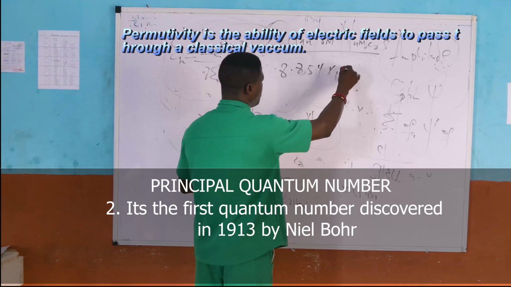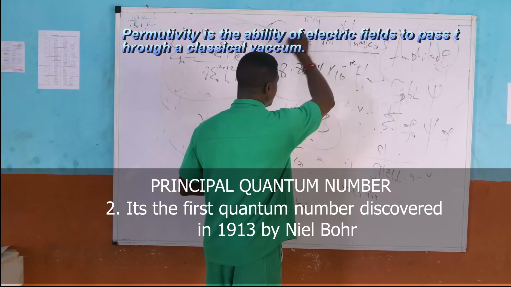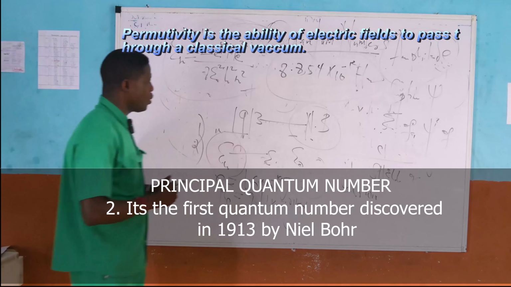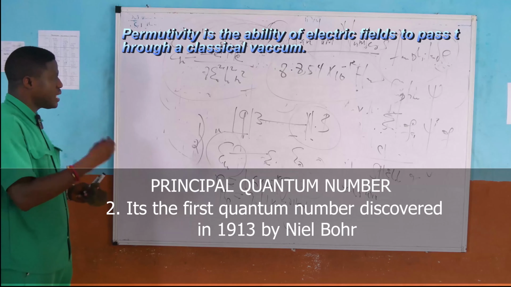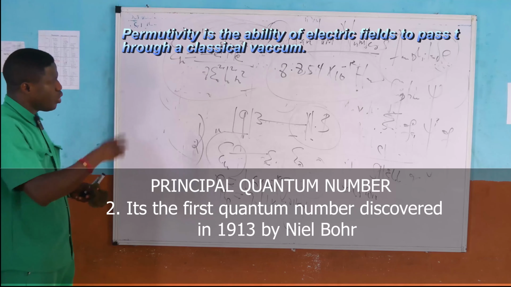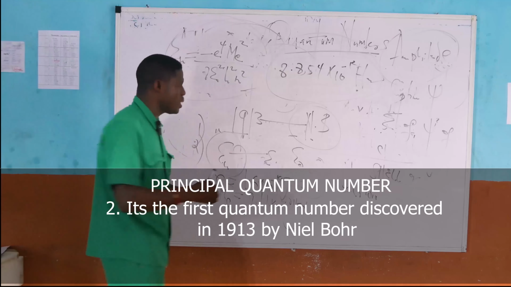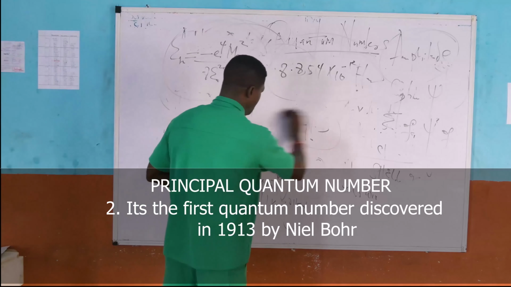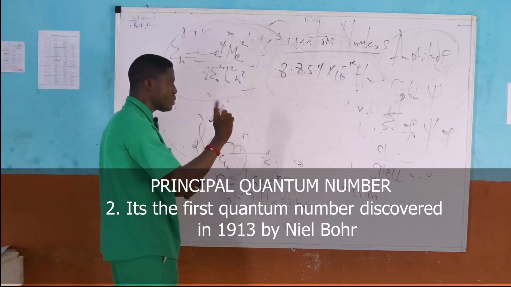8.854 times 10 raised to minus 12 farad per meter. This is the numerical value for the permittivity in free space, which I said is the ability of a material or a substance to store electrical potential energy under the influence of an electric field. So please take note of that. That is point number 2 concerning the principal quantum number.